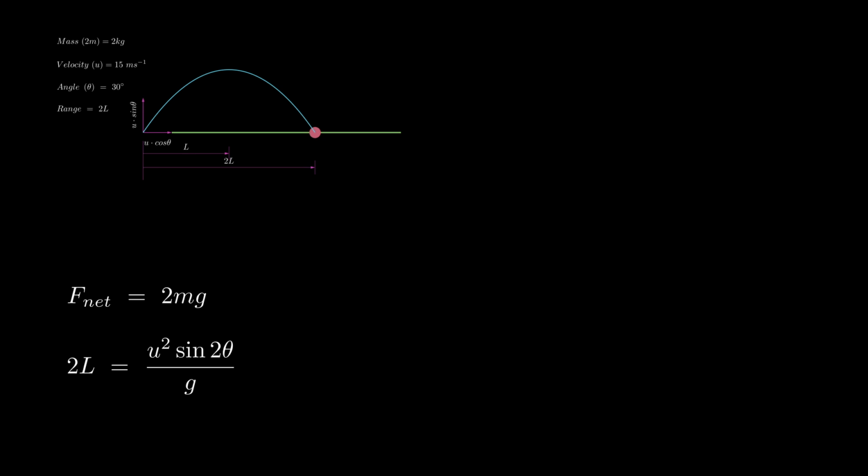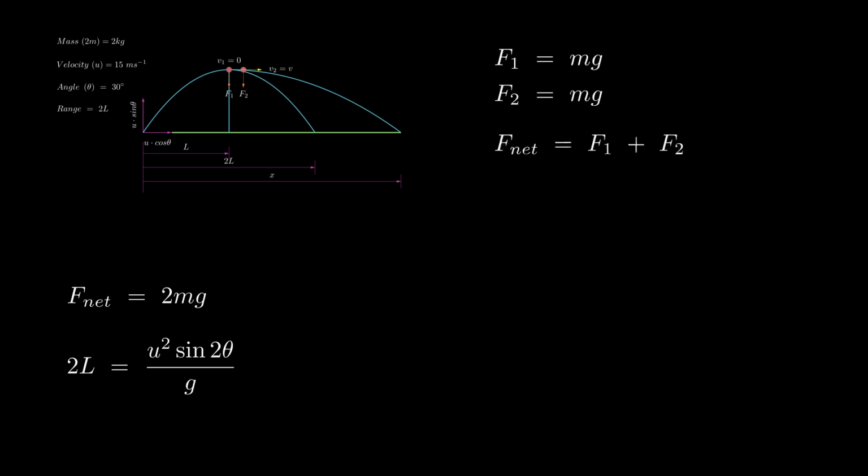Now, consider the scenario where the projectile explodes at the highest point of its trajectory. After the explosion, one particle falls straight down, and the second particle acquires a horizontal velocity. At this instant, we have two objects within the system, each subjected to gravitational pull. Using Newton's second law, we can write the following expressions for the gravitational force acting on the two masses, each with mass m. Adding these two forces, we find the net force acting on the system following the explosion is given by this expression.